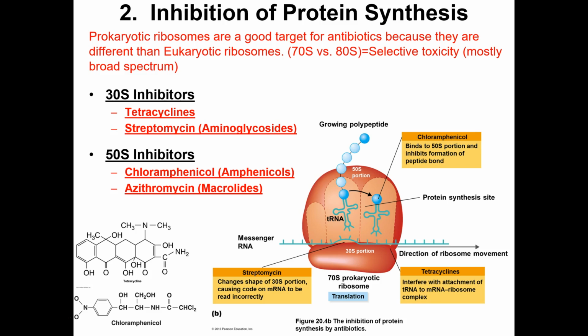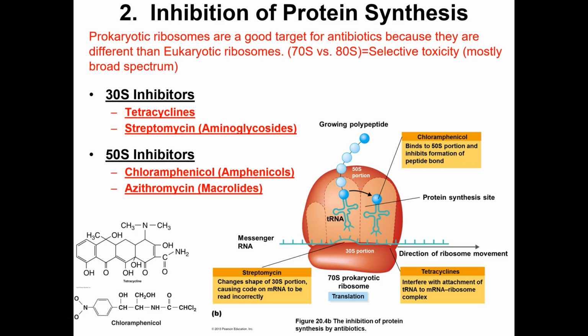All right, so we spend more time on class 1 than any of the others, so any questions? Okay. All right, so the next class, class 2, are antibiotics that inhibit translation, protein synthesis. So to put it another way, antibiotics that interfere with ribosomes.